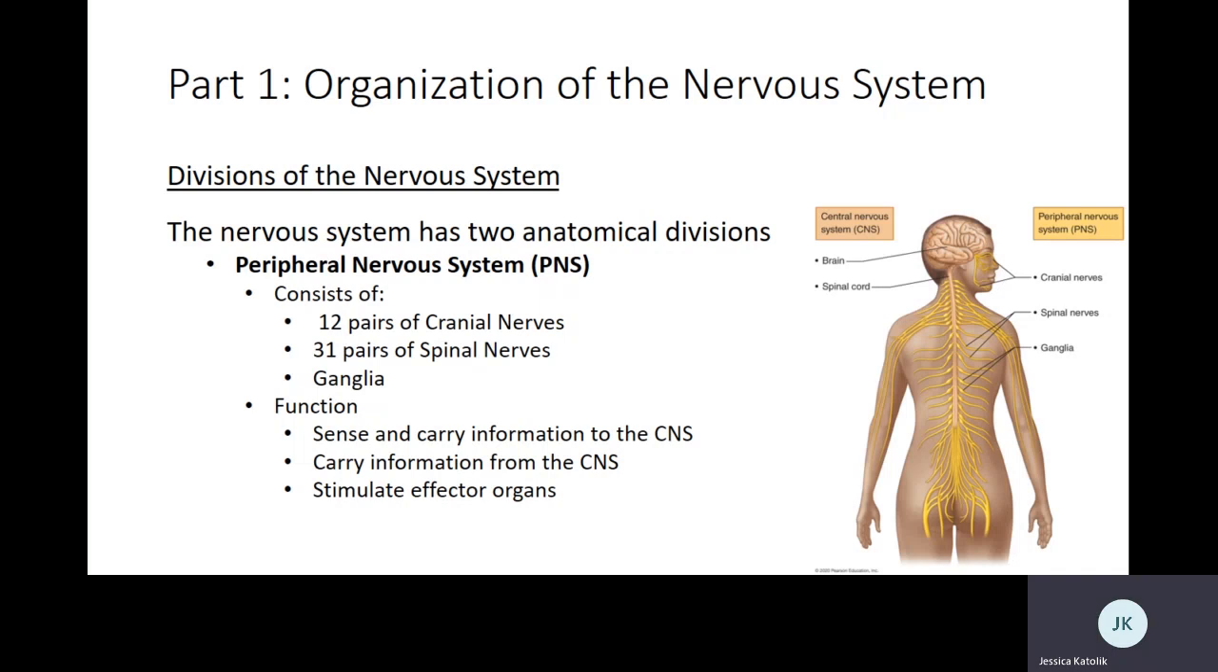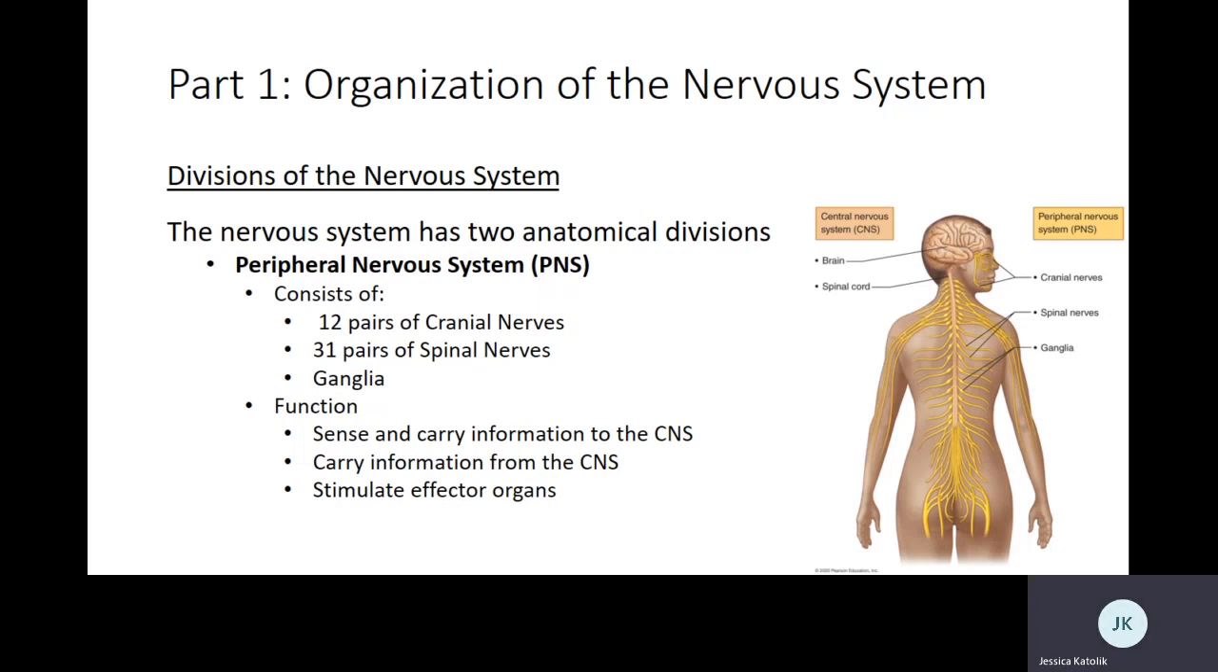Note, there are also cell bodies found in the central nervous system, but we do not call those ganglia. Instead, those are called nuclei. So there are variations in the terms we use for similar structures in the peripheral nervous system and the central nervous system.